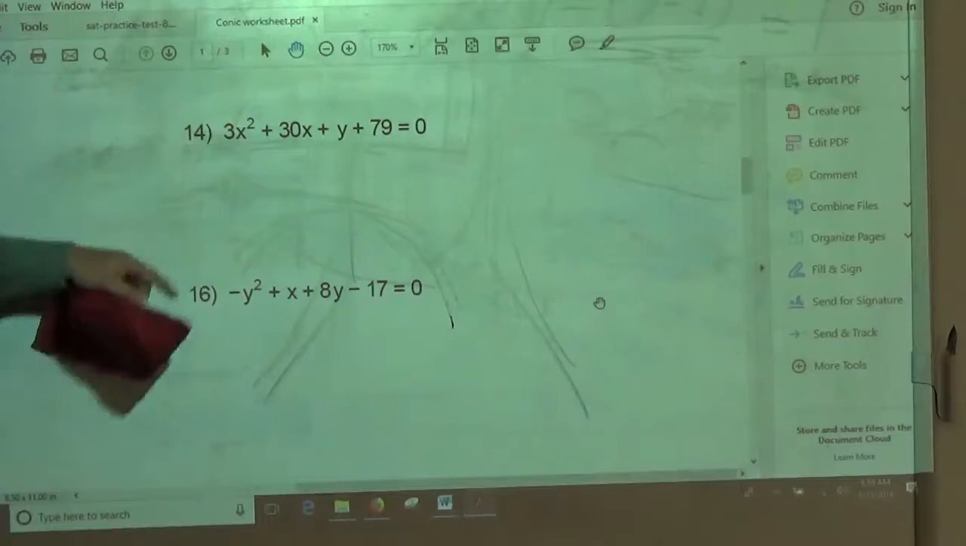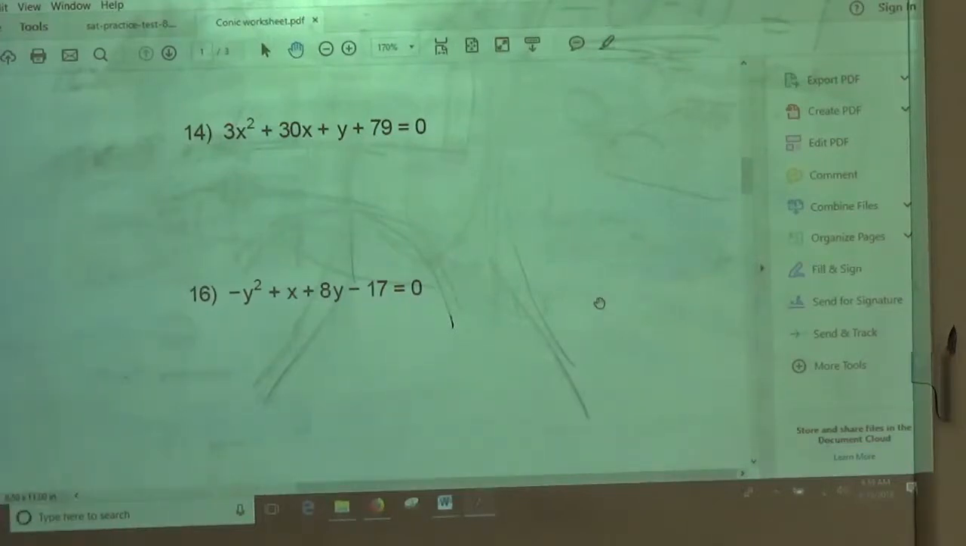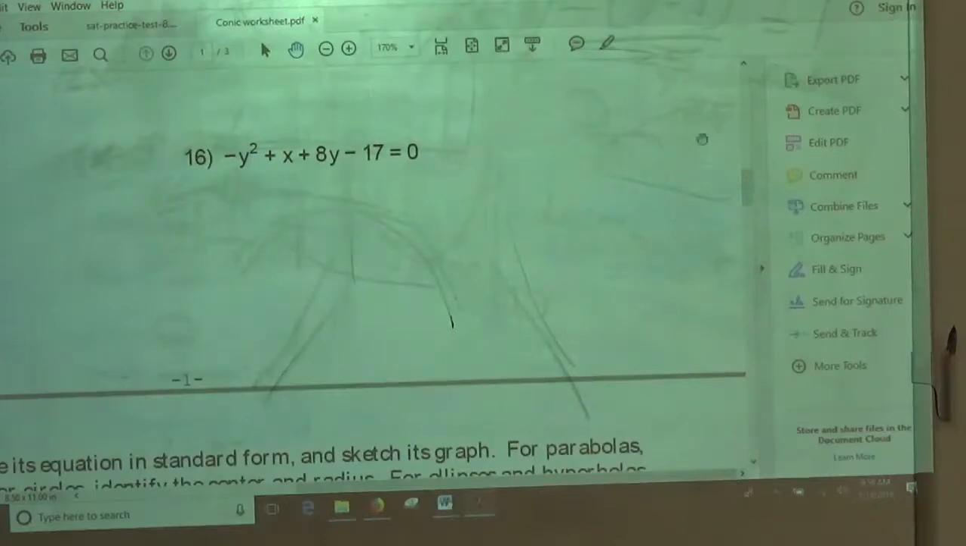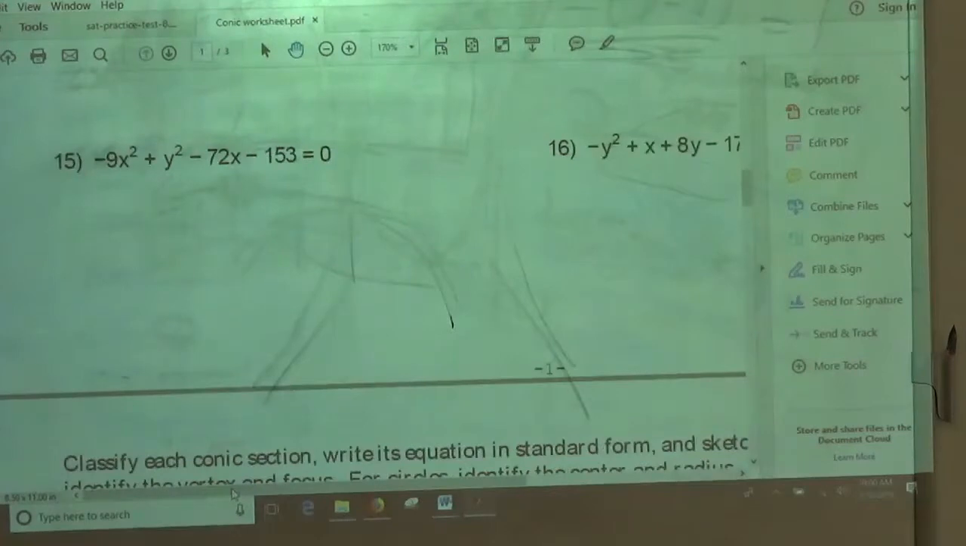Okay, what do you see here? Getting boring. One of them squared, so what's it have to be? Parabola. All right, good. Go to 16. What do you see? One is squared, so it's a parabola. Boy, now we're experts, aren't we? I did it? Yes, I did. Okay. 15. What do you see? Both squared, but one's negative, one's positive, so it's a hyperbola. Okay, very good. All right, now we go to the fun one.